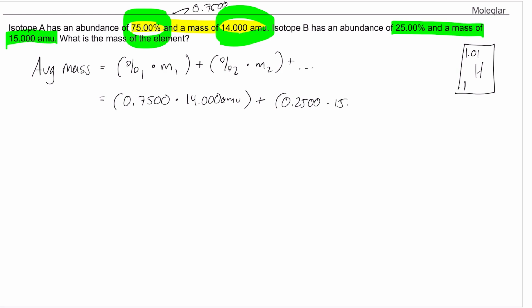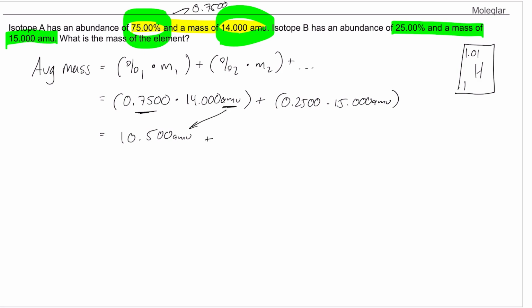And then we have the percentage of the next one, which is 25%, or in a decimal, 0.2500 times 15.000 AMU. Now make sure you carry those units over because we'll be able to have our final unit in the appropriate one. Now, when we do this calculation out, we will see that we get 10.500 AMU. Okay, so this is just a ratio here or a decimal. So that unit comes from carrying that over.